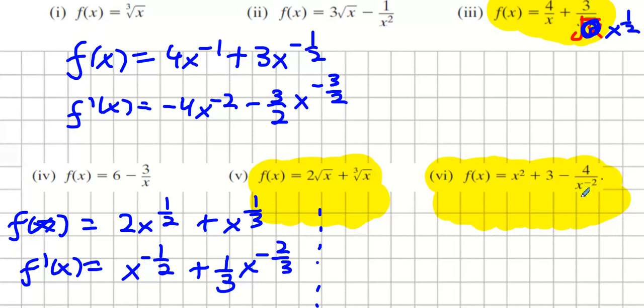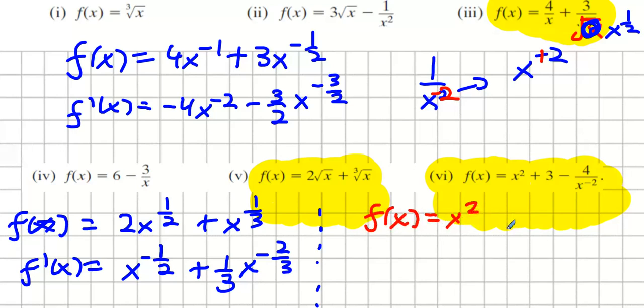Oh, this is difficult, right? Do you know why 1 over x2 would actually turn into x to the power of minus 2? Everybody see that? But what would 1 over x minus 2 turn into? X plus 2, because it's like a double minus. So this actually changes up into x squared plus 3 minus 4x squared. And now it's really easy.